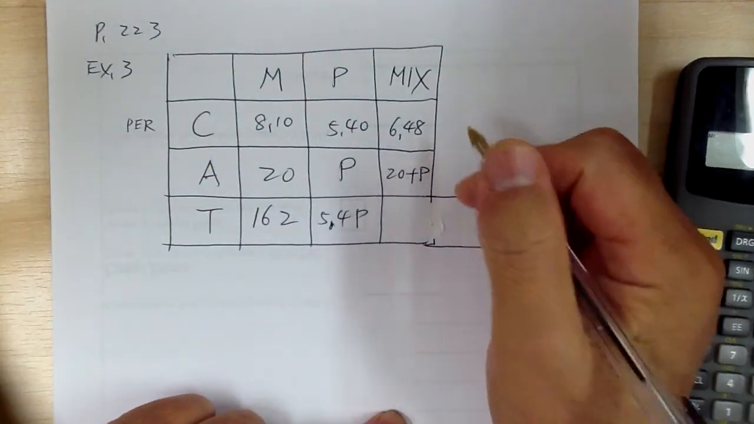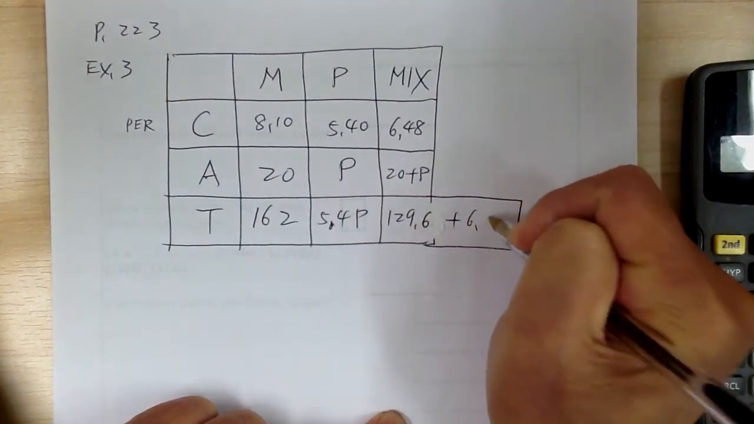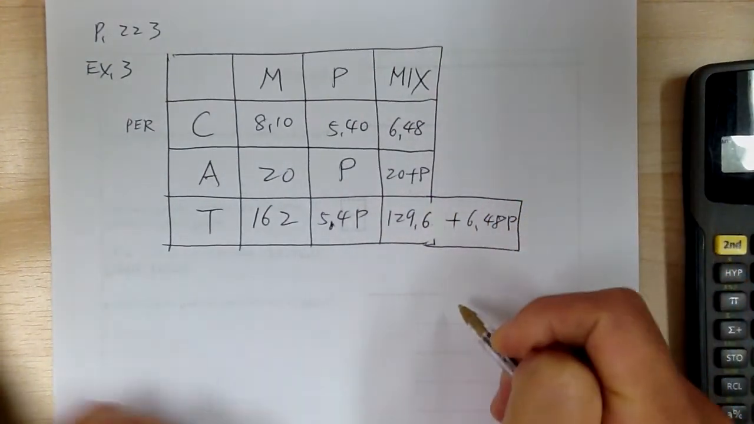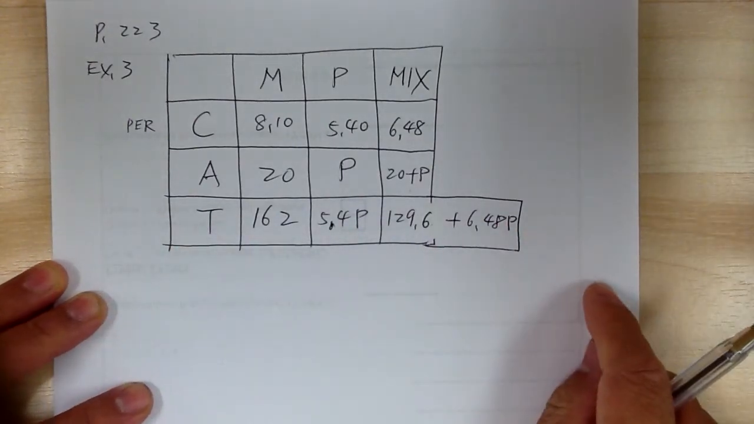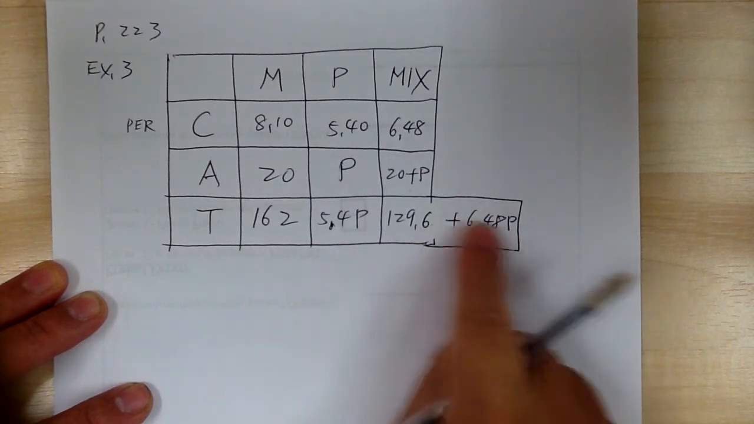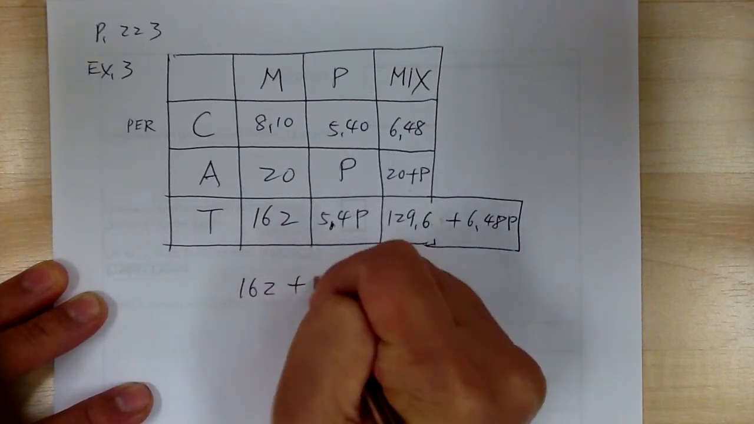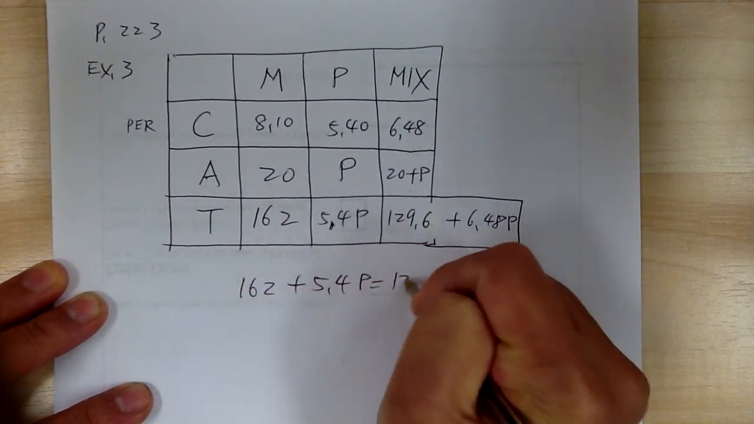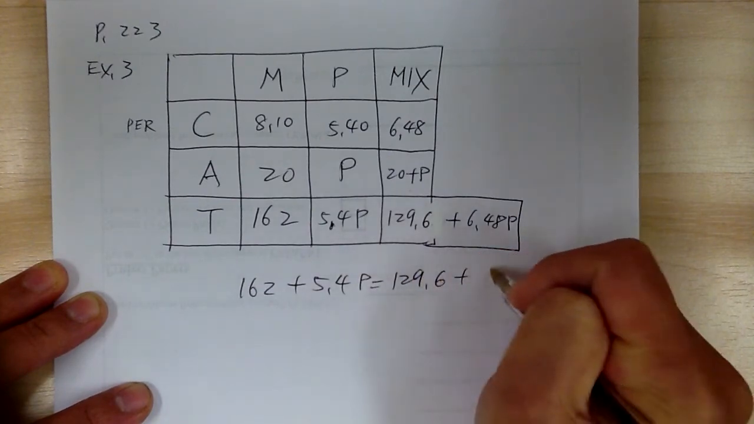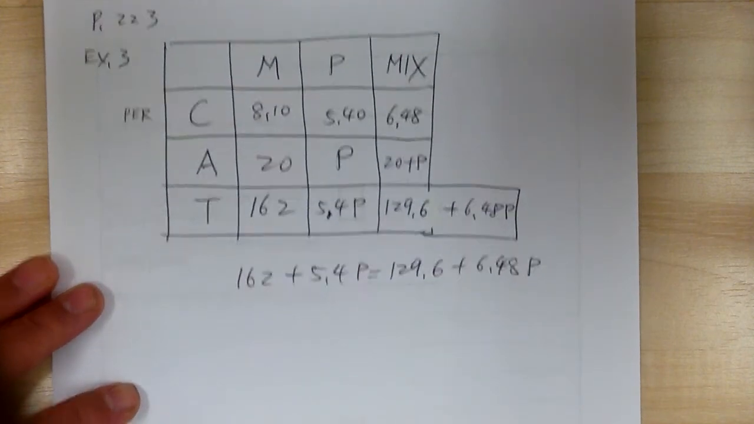129.6 plus 6.48p. Okay, so let's go and write the equation. Now, if you notice, there's only one variable, so all you need is one equation. And the equation would be the last entry you have. So this is the last blank, so you can use this to write your equation. So you got 162 plus 5.4p equal to 129.6 plus 6.48p.